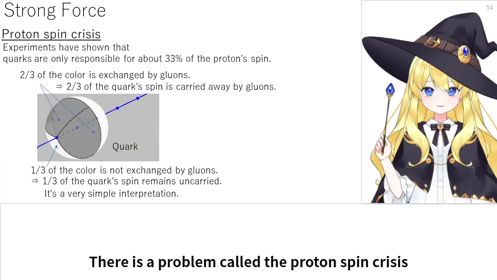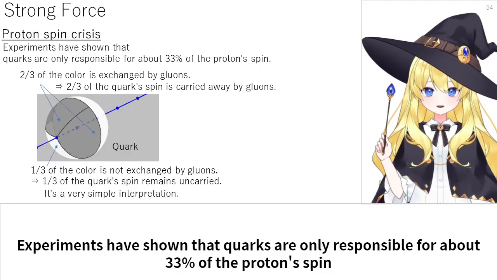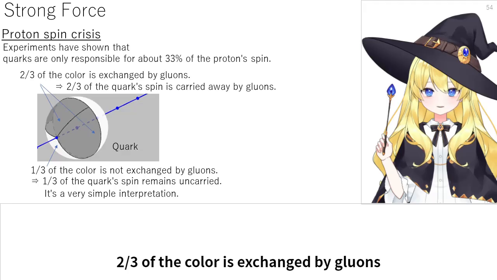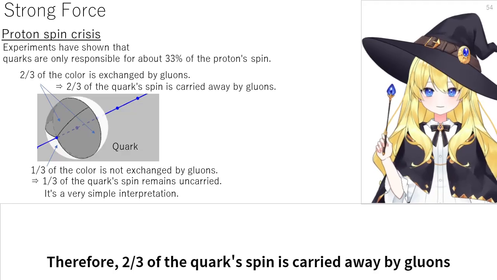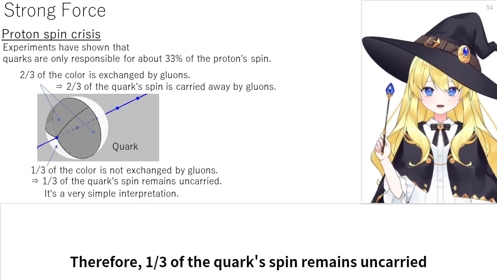There is a problem called the proton spin crisis. Experiments have shown that quarks are only responsible for about 33% of the proton spin. 2/3 of the color is exchanged by gluons. Therefore, 2/3 of the quark's spin is carried away by gluons. 1/3 of the color is not exchanged by gluons. Therefore, 1/3 of the quark's spin remains uncarried.